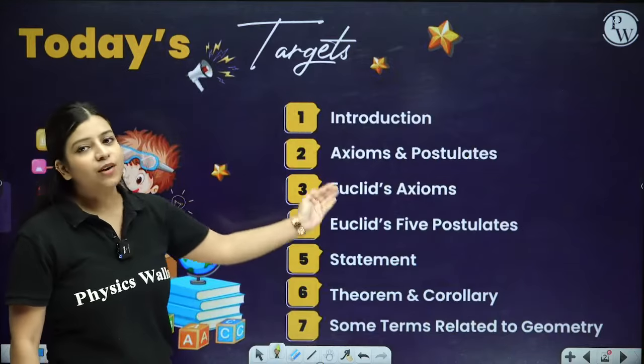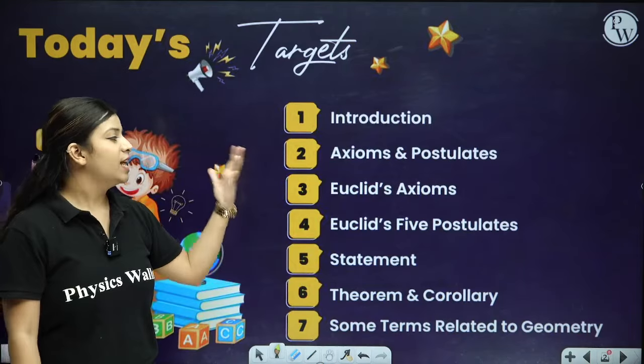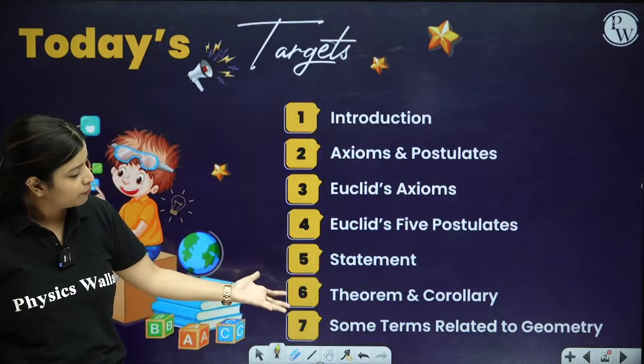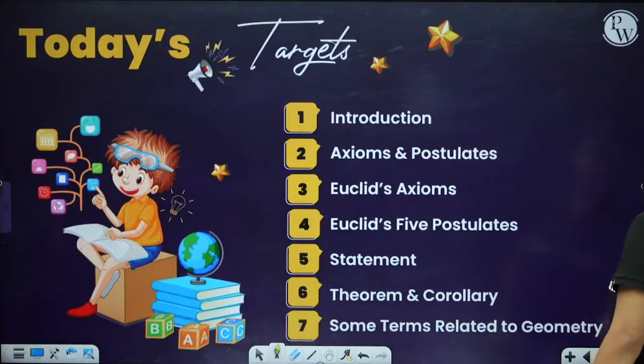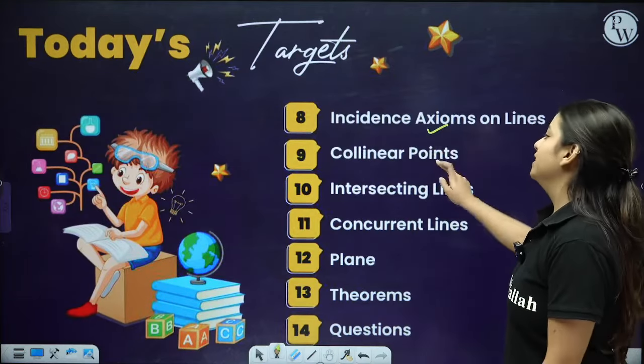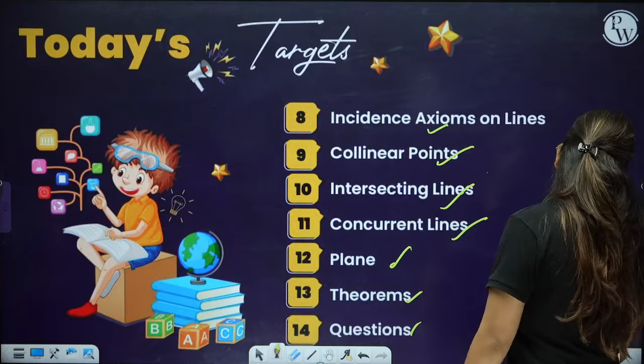So we are going to start with the introduction. Then we are going to learn about the axioms and the postulates along with Euclid's axioms, Euclid's 5 postulates, statements, what are theorems and the corollaries, some terms related to geometry, incidence, then collinear points, intersecting lines, concurrent lines, planes, theorems, questions and everything.